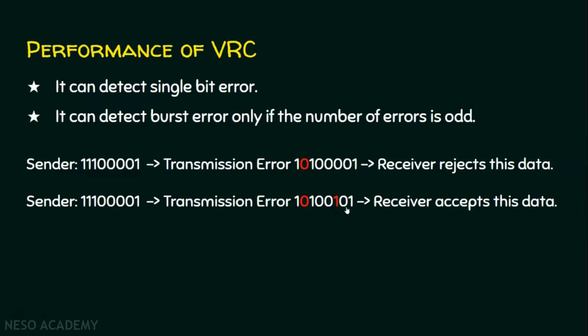In other words, the receiver can also do it like this. It knows this is the parity bit, so it takes this bit aside and checks the number of ones. 1, 2, 3. So there are 3 ones. It understands that 3 is an odd number, so it expects the parity bit to be 1. Since the parity bit is also 1, it misunderstands that there are no errors during transmission and accepts that data. If the number of errors is odd, VRC can detect them. But if the number of errors is even, VRC cannot detect them. So it can detect a single bit error, or a burst error, that is a group of bits being modified, only if the number of errors is odd.